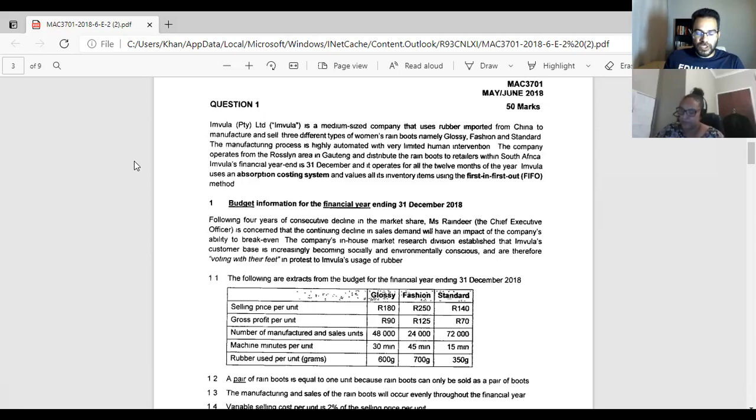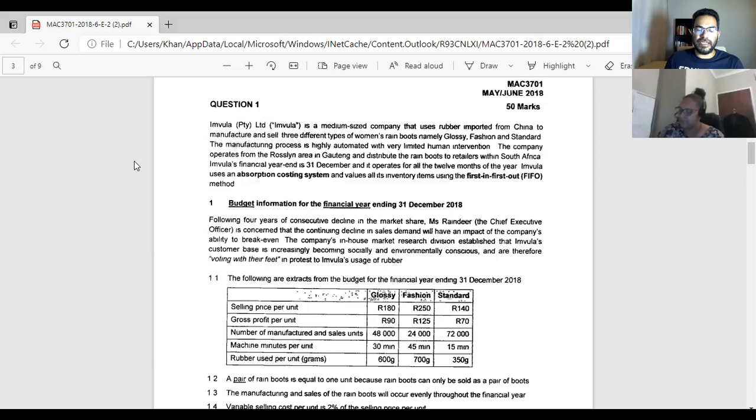So we say the cost of a product is made up of three things: direct material, direct labor, manufacturing overheads. It's important to know they're not always going to call it direct material. They'll give you the actual items, the actual material. So then you must know, okay, rubber is a direct material. They're not going to say direct material. So just take note of that.